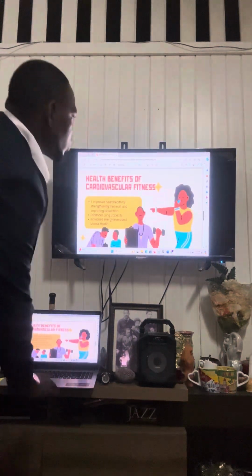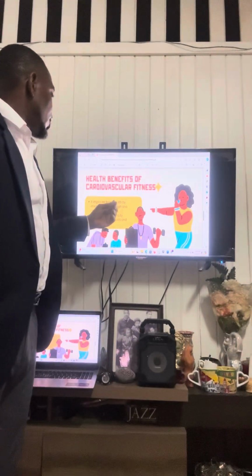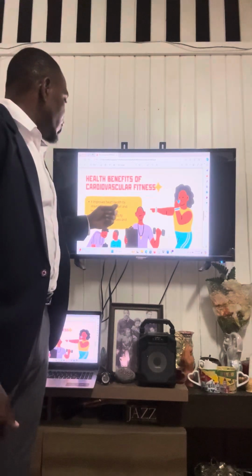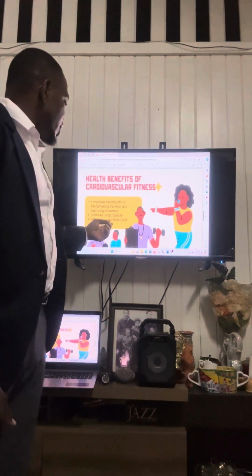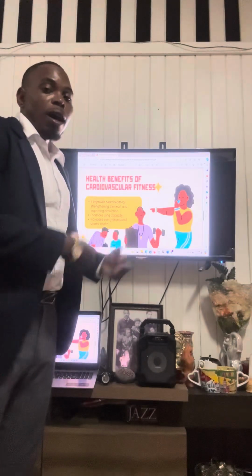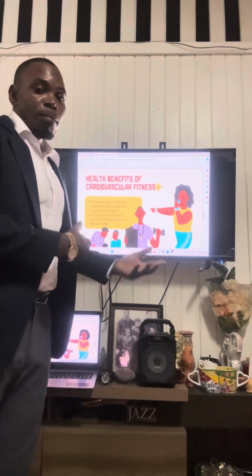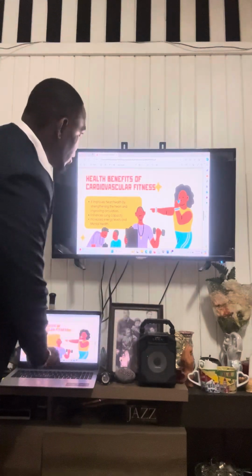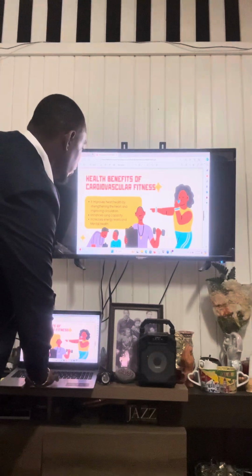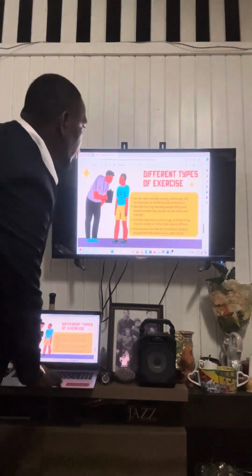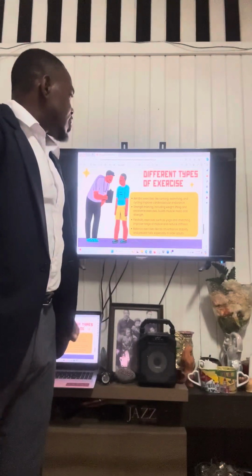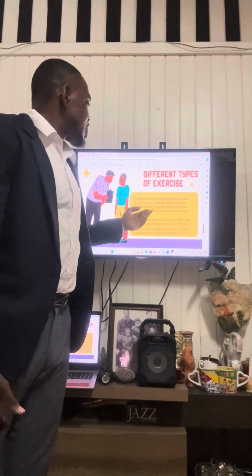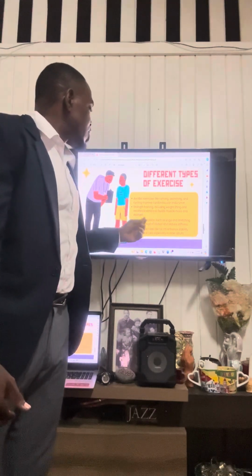So some health benefits would be the strengthening, as I just explained, of your heart, improved circulation, improved lung capacity, increased energy levels, better mental health. All of these would come as a result of improved cardiovascular respiratory system or fitness, I should say. Okay, different types of exercises. Aerobic exercises, as I was explaining earlier, like running, swimming, cycling, they all improve cardiovascular endurance.